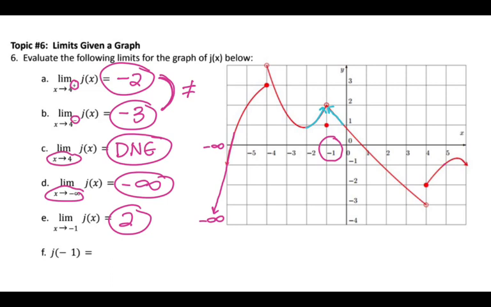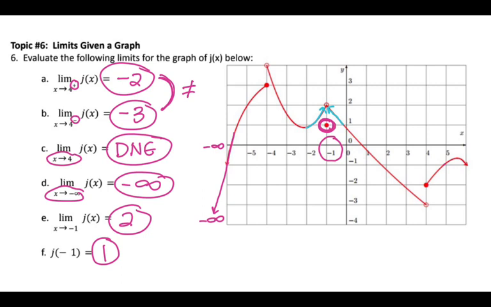Now notice what letter F is asking for. Now letter F is asking for the actual y value when x is -1. So this is saying find j of -1. So when I look at -1, the actual y value is this closed circle, and that's at +1. So this answer is going to be +1.